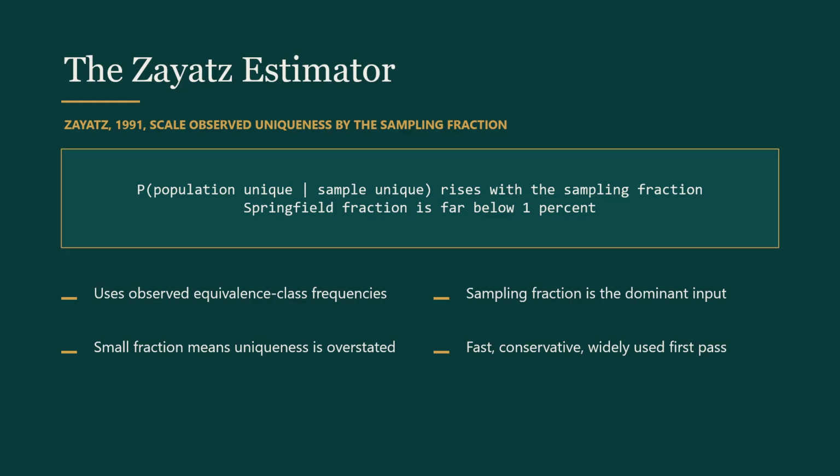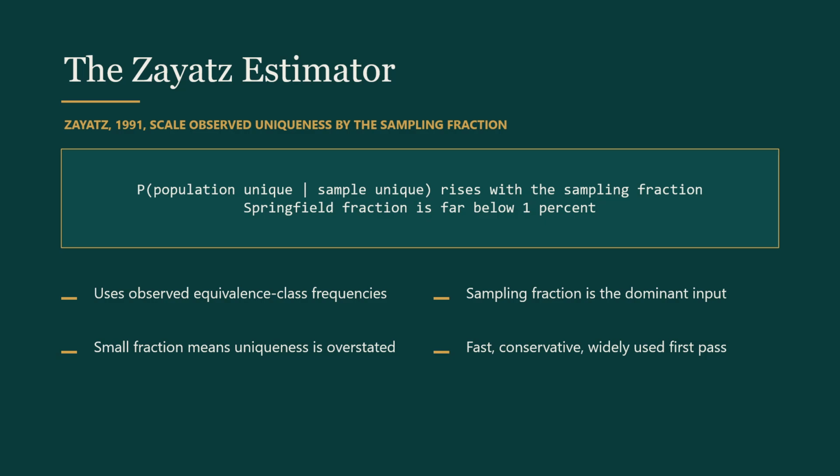The intuition runs like this. If you release the whole population, every sample unique is by definition a population unique. So the conditional probability that a sample unique is population unique equals 1. As the sampling fraction shrinks, that probability falls because each unique you observe increasingly might be one of many identical people who simply were not drawn into your file. So the conditional probability that a sample unique is also a population unique rises with the sampling fraction and falls as the sampling fraction falls.